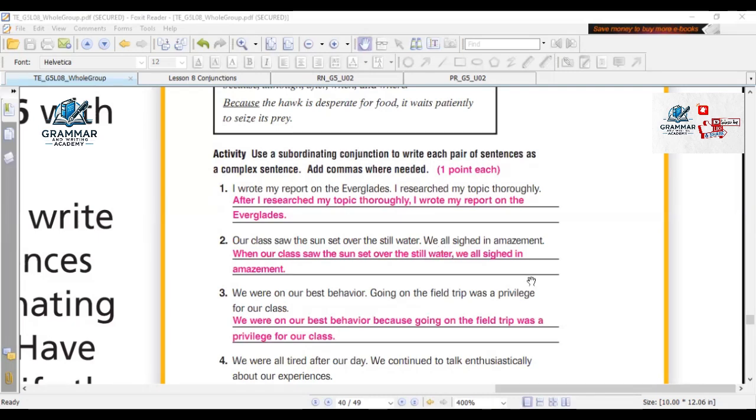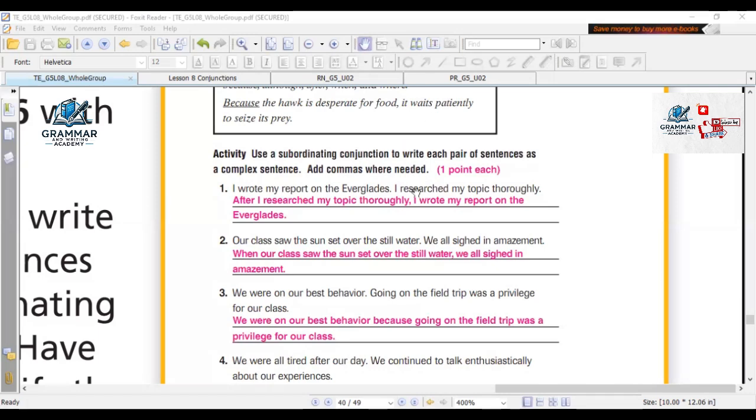The last one for this page, page number 93, then I'm going to move to page number 95. Number 14: We were all tired after our day. We continued to talk enthusiastically.